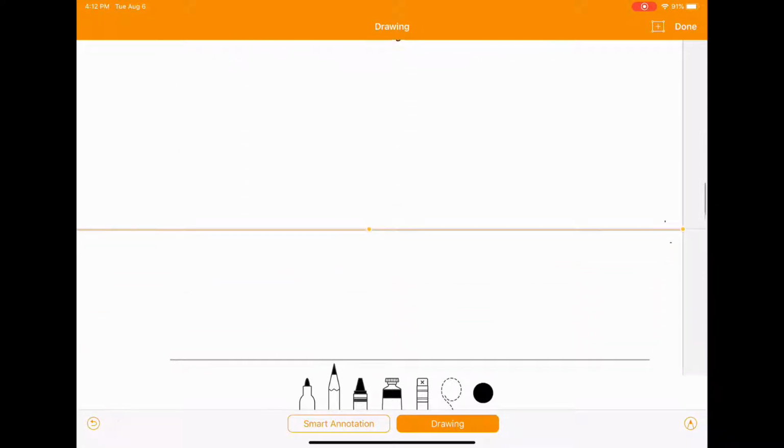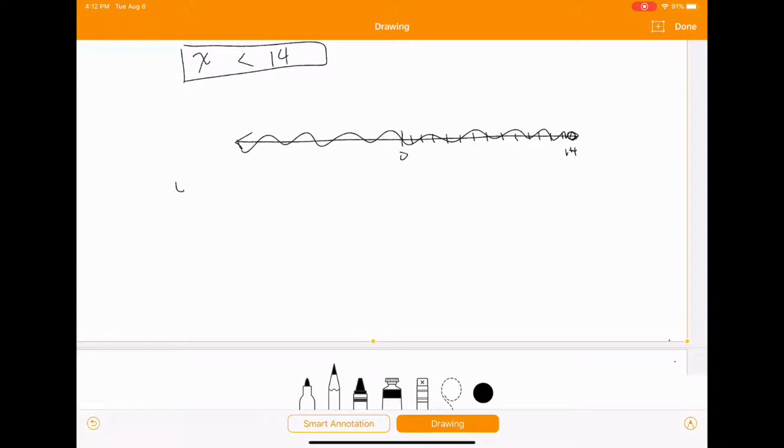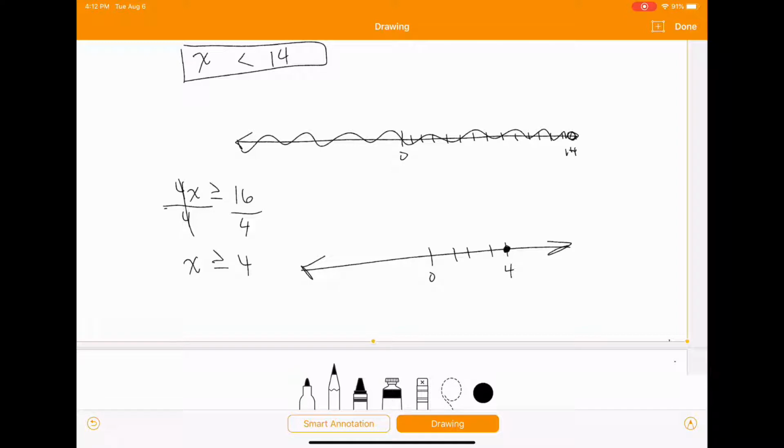Now, if we had an inequality that has multiplication or division, this is where it gets kind of tricky. Because let's say we have 4x is greater than or equal to 16. Again, you're going to do the same thing, divide by 4, x is going to be greater than or equal to 4. And you could fill that in on your number line, 1, 2, 3, 4. It's greater than or equal to, so we're going to have a closed dot here and then fill it in to the right.